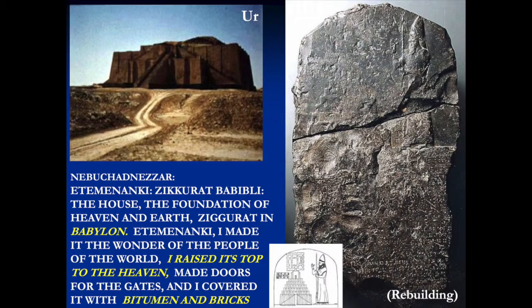Now, this is the ziggurat in Ur, which is a tower that they used for a temple. And this is a record on a stone stele there. This is an artist's reconstruction of what you can barely see there. There's Nebuchadnezzar, and here's what it says in cuneiform. I'm not going to try to pronounce that. The ziggurat, Babel, the house. The foundations of heaven and earth.